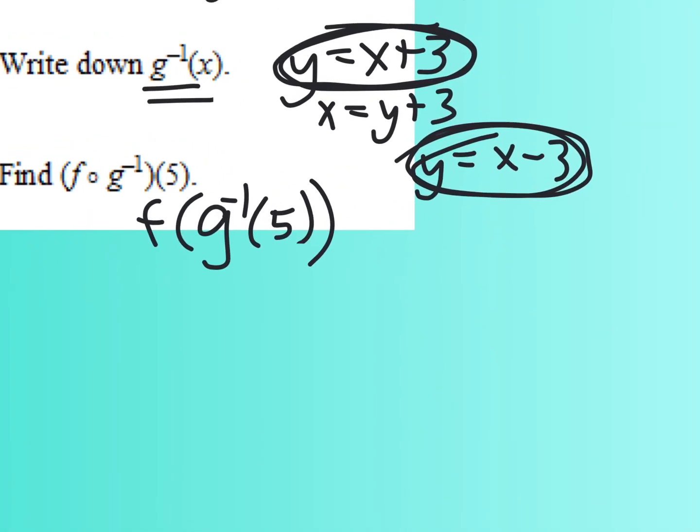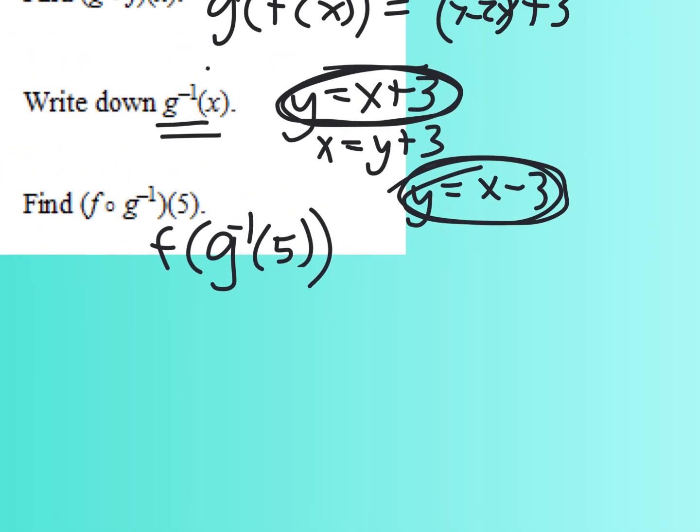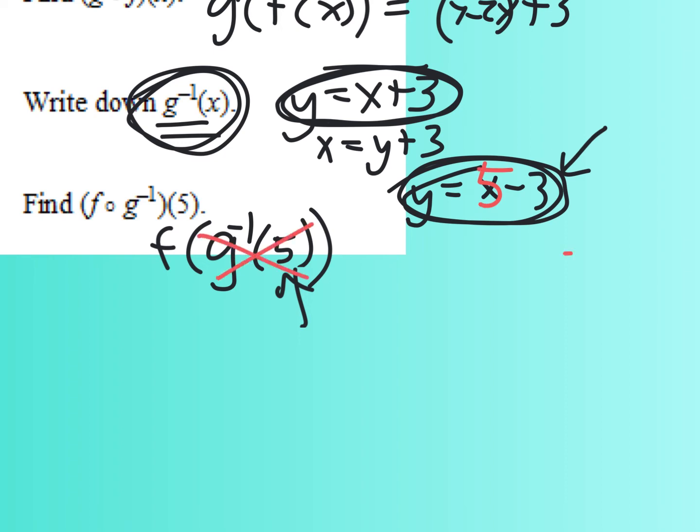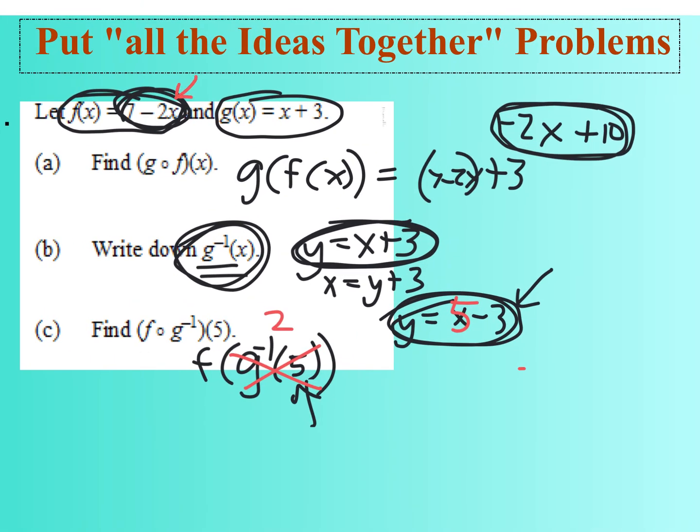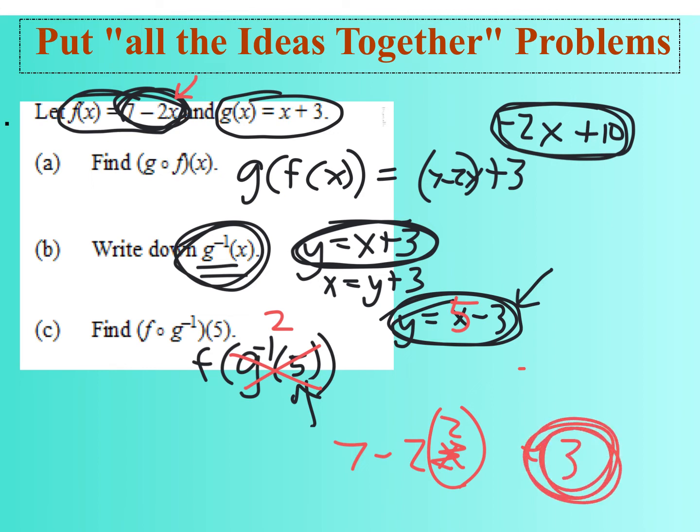Well, now that I know what inverse of g is, that's this, then I'm supposed to stick a 5 in there. Well, it's not too hard. So I'm going to stick a 5 right there. 5 minus 3 is 2. So I got 2. Then it's just f of 2. And f of 2, I go back to the f function, and it's 7 minus 2x, and the x is 2. So this is a 2. 7 minus 4 is 3. Raise your hand if you had a 3. Okay, good. There, you've learned inverses.